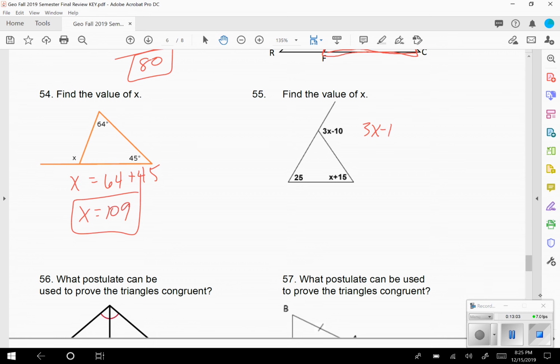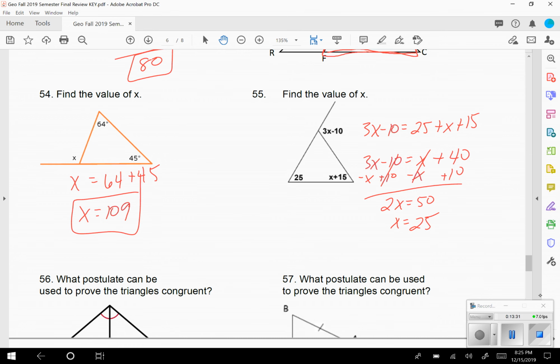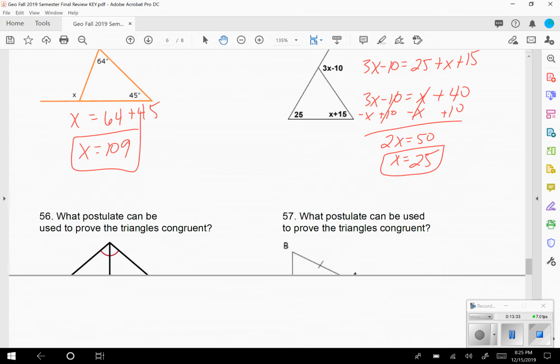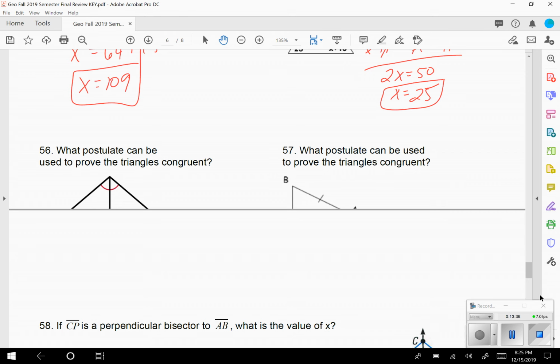Okay, again, the one on the outside is equal to these two on the inside added together. So 3x minus 10 is equal to 25 plus x plus 15. So 3x minus 10 is equal to x plus, and if you take 25 and add 15 to it, you get 40. So take away x and then add 10 to both sides. So you get 2x is equal to 50. So x becomes 25. And there we go.